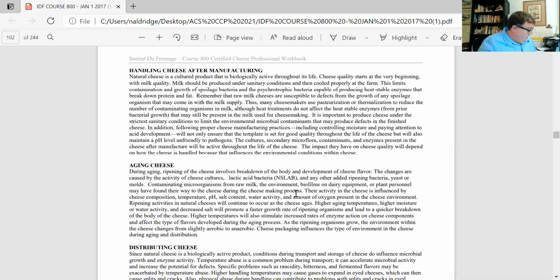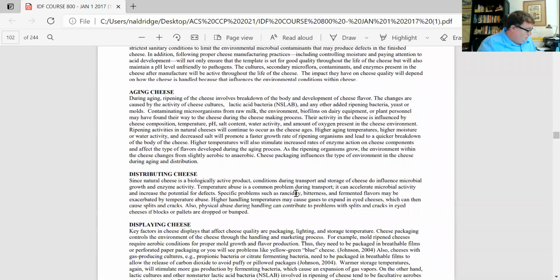So what I read through and got was under aging cheese, here in the middle, contaminating microorganisms from raw milk, the environment, biofilms on the dairy equipment, or plant personnel may have found their way to the cheese during the cheese making process. Their activity in the cheese is influenced by the cheese composition. That's what I wanted to focus on. So I'm going to highlight this right here. The activity in the cheese is influenced by the cheese composition, temperature, pH, salt content, water activity, and the amount of oxygen present in their environment. That's a big sentence to highlight.